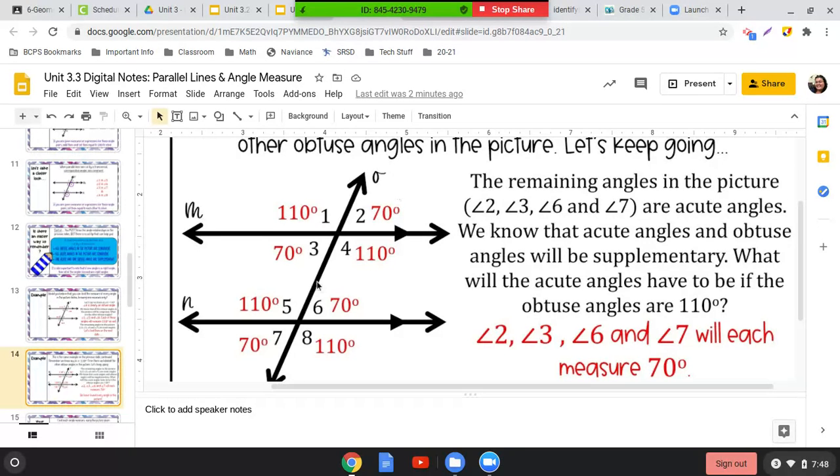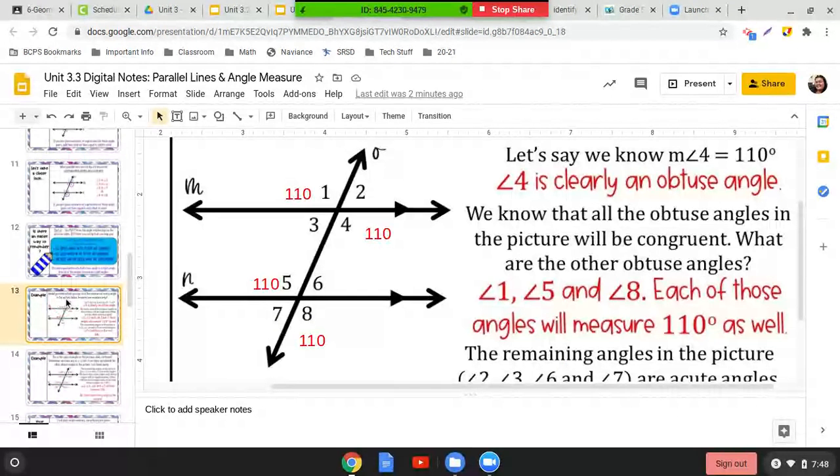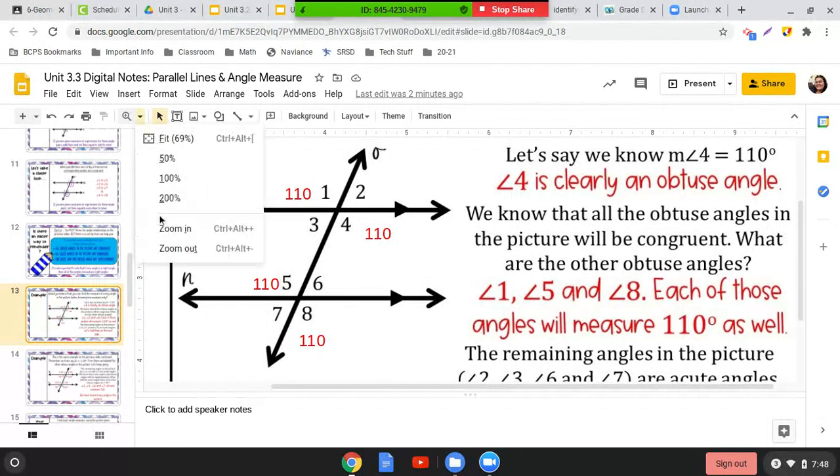And so we label those. So we solved every angle on these two clusters by just knowing the measure of one angle. We only started with this right here, that 110 at angle 4. Let's zoom back out a little bit.